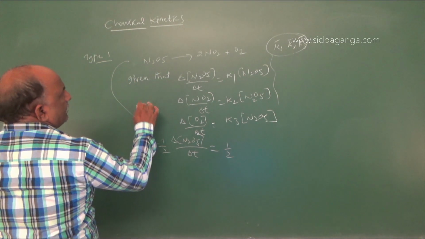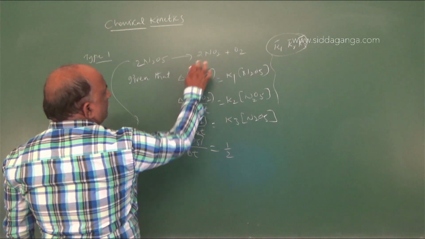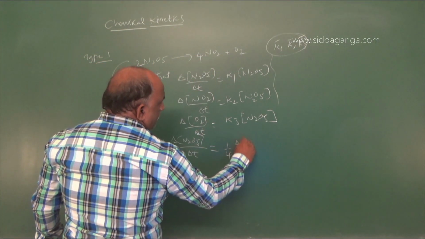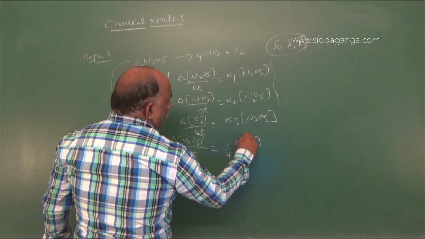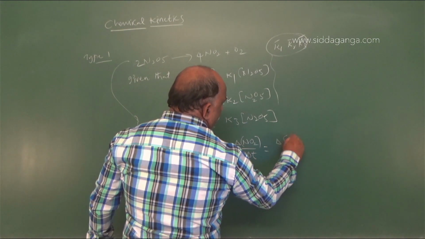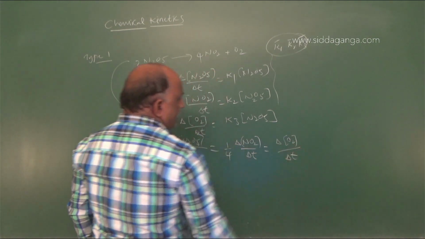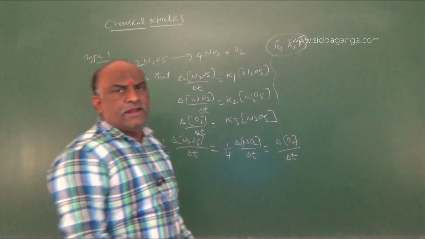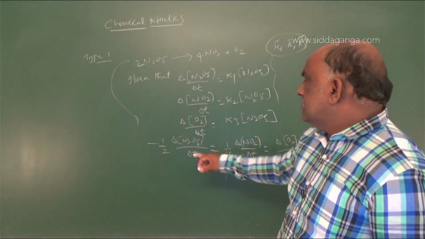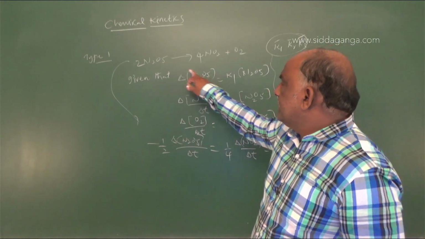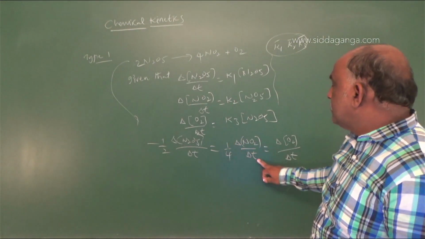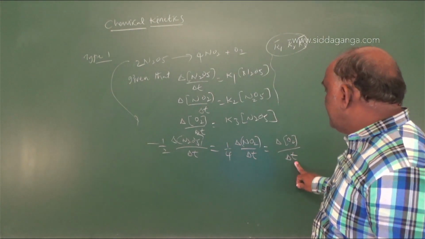This is N2O5 to 2NO2, sorry, it is 4 NO2 plus O2. So 1 by 4 delta NO2 divided by delta T is equal to delta O2 divided by delta T. So this is the rate of reaction with respect to the reactants and with respect to the products. So minus 1 by 2 delta N2O5 by dt because of coefficient 2 for the reactant, and coefficient 4 gives 1 by 4 delta NO2 by dt, and the coefficient of O2 divided by dt.